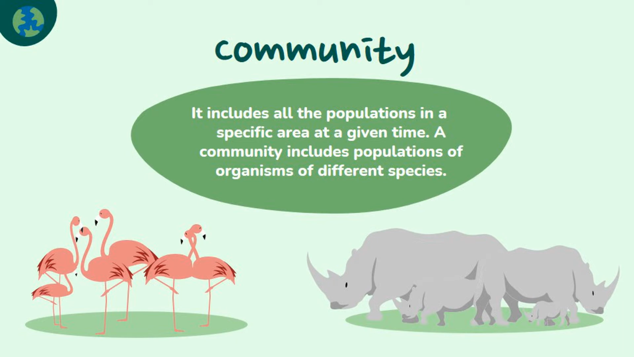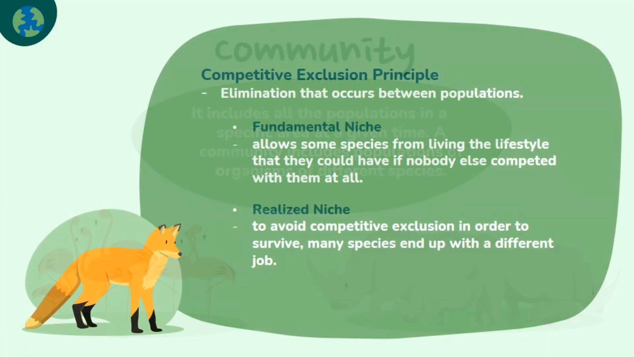Because some resources are finite, they become the limiting factors for certain populations, and the population can only get as big as these factors will allow. Therefore, elimination occurs between populations. This is the competitive exclusion principle.